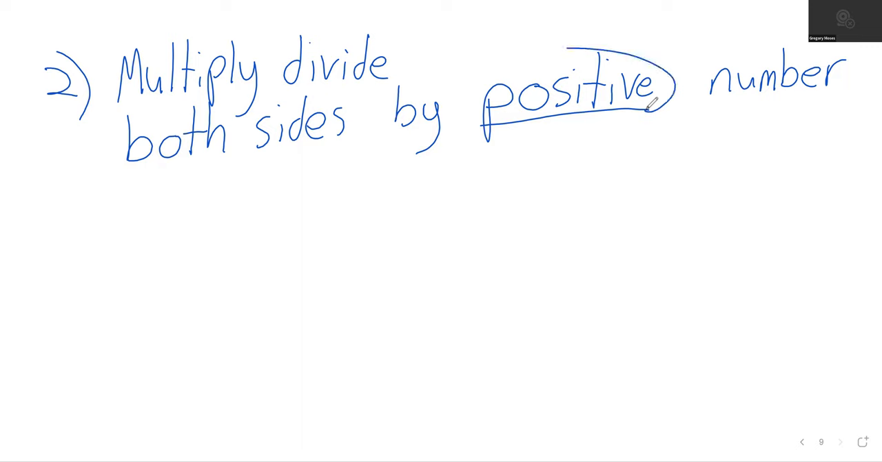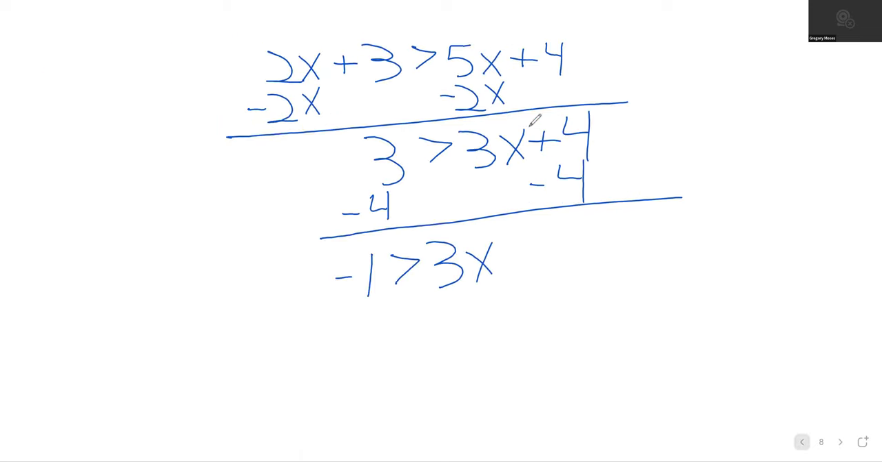So this is a feature of inequalities. It's something that doesn't show up in equalities. But this feature of inequalities allows us to finish up here. Negative 1 is greater than 3x.